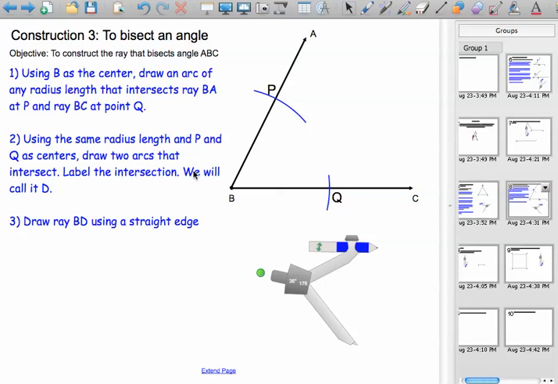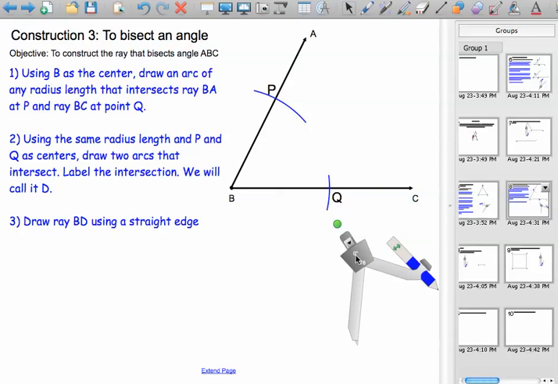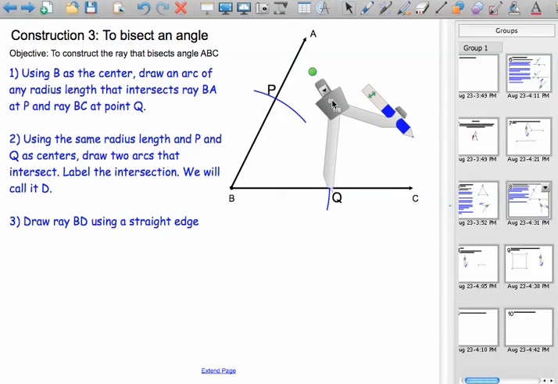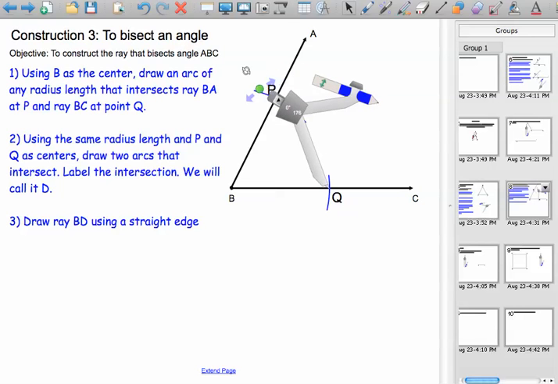Now using the same radius length and P and Q as centers, draw two arcs that intersect. And you're going to label that intersection. Here's what I mean. So you're going to take your compass, keep it at that radius length, move it to Q or P first, whichever one you want. And somewhere towards the middle of the angle, you're going to draw an arc from each of the 2 points. So this is what I'm talking about.